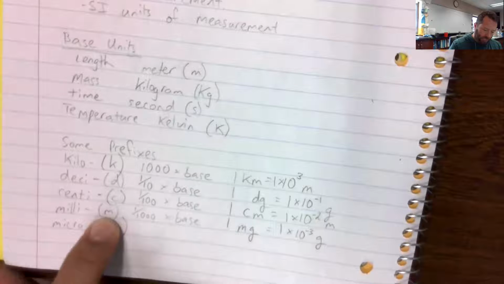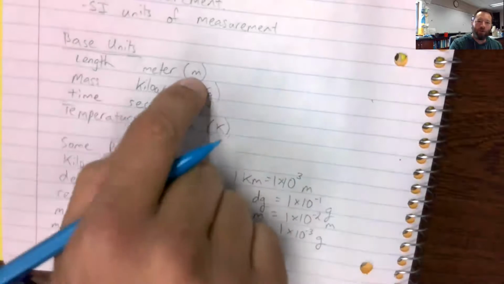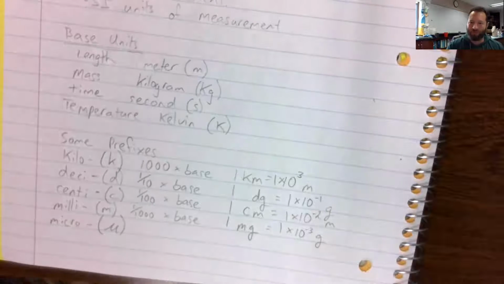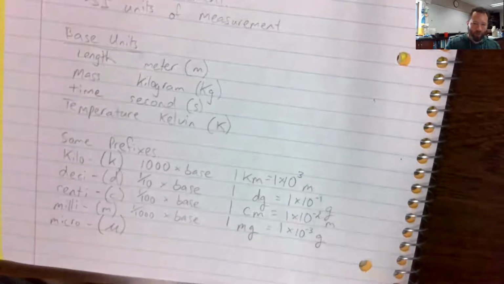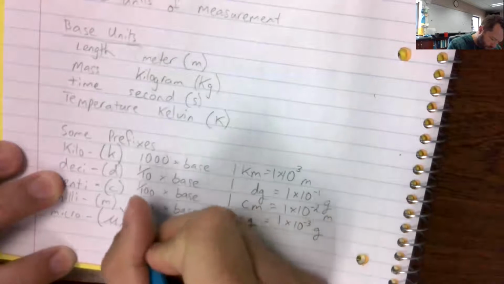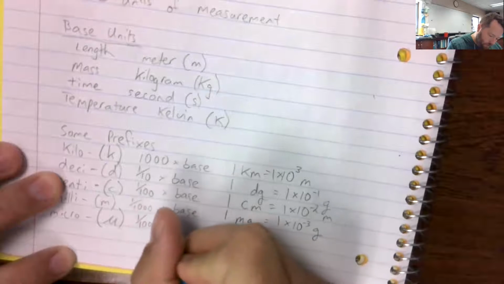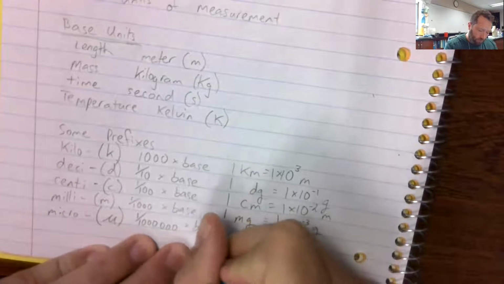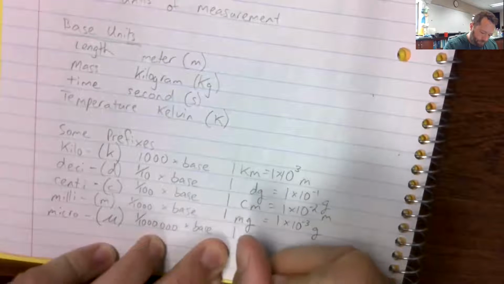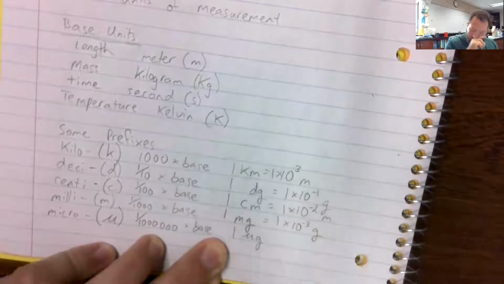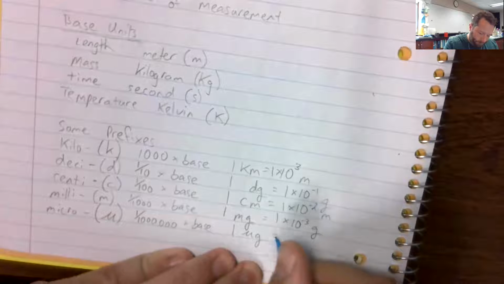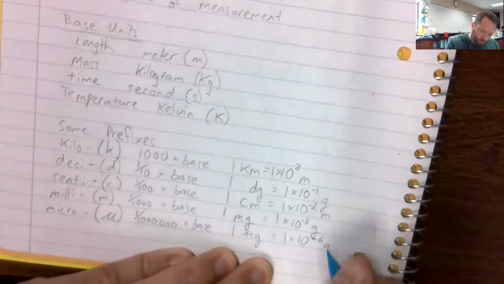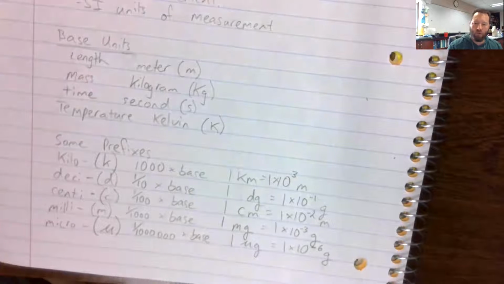We've already used our lowercase m's. We've got our milli here, we've got our meter there. So we needed another M for micro. So we went to the Greek alphabet and got their Greek letter M, which is Greek letter mu. And micro is 1/1,000,000th of the base. So a microgram is 1/1,000,000th of a gram.